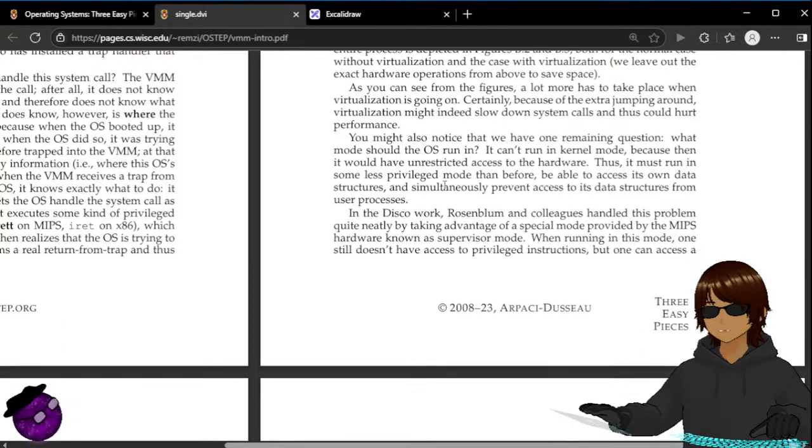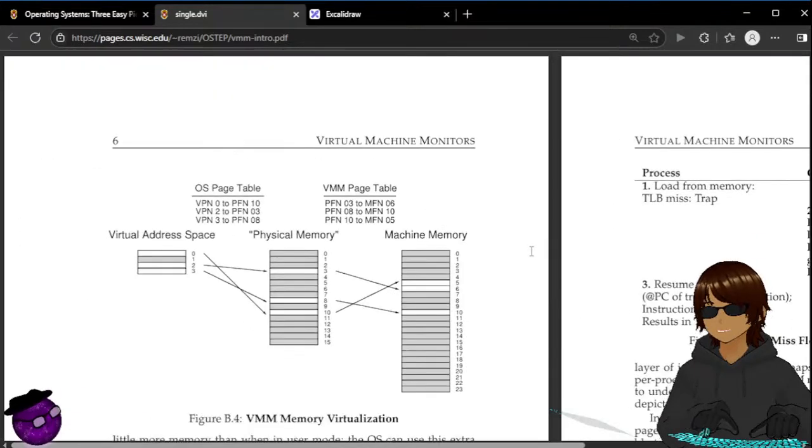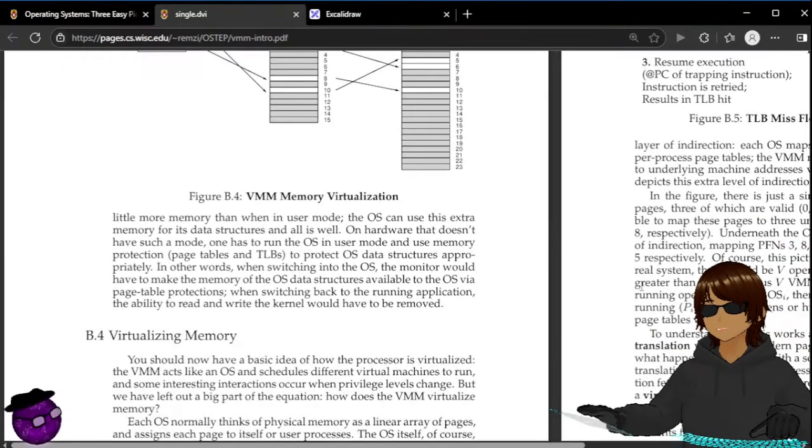In the Disco work, Rosenblum and colleagues handled this problem quite neatly by taking advantage of the special mode provided by the MIPS hardware known as supervisor mode. When running in this mode, one still does not have access to privileged instructions, but one can access a little more memory than when in user mode. The OS can use this extra memory for its data structures as well.